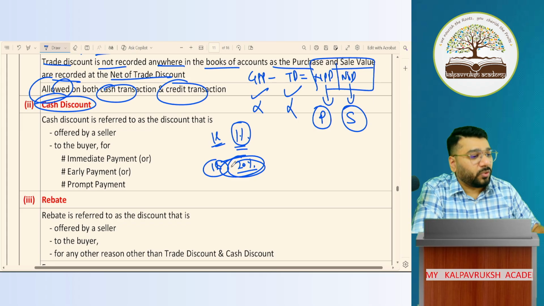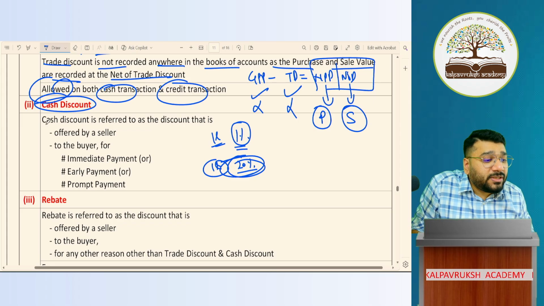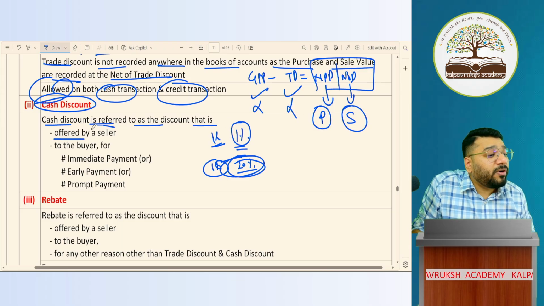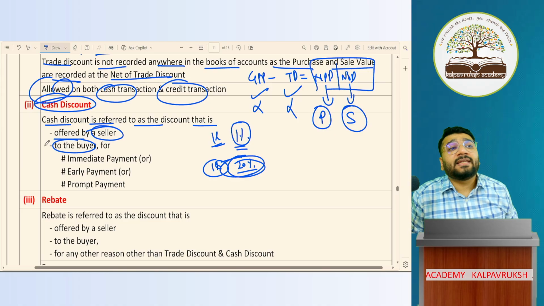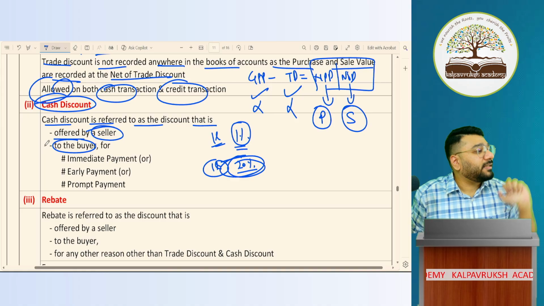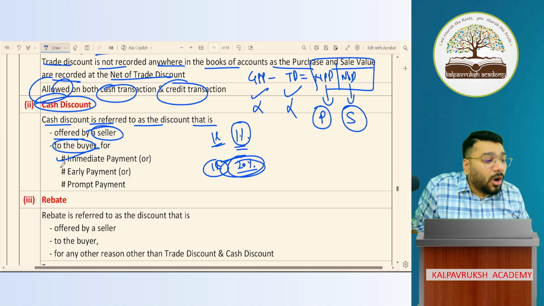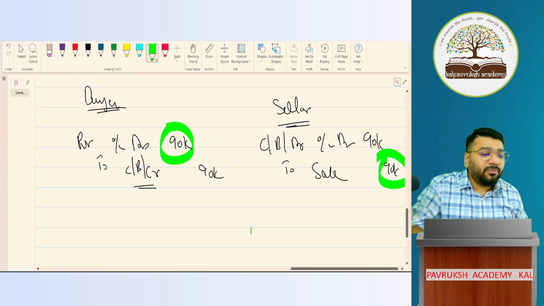Is that okay? Now, what is cash discount? Cash discount is a discount that is offered by the seller. Always discount is offered by the seller, to the buyer. But here the reason is not bulk purchase. Here it is 3 reasons: either immediate payment or early payment or prompt payment. Now listen to me very carefully.